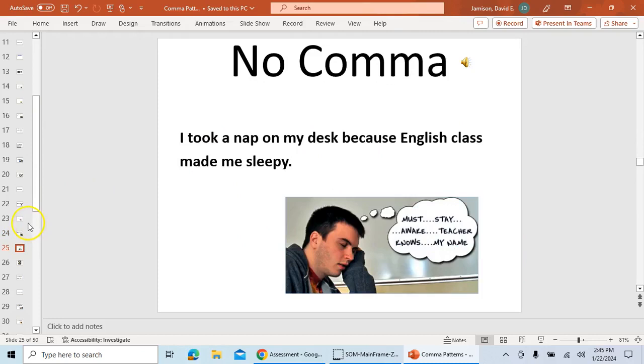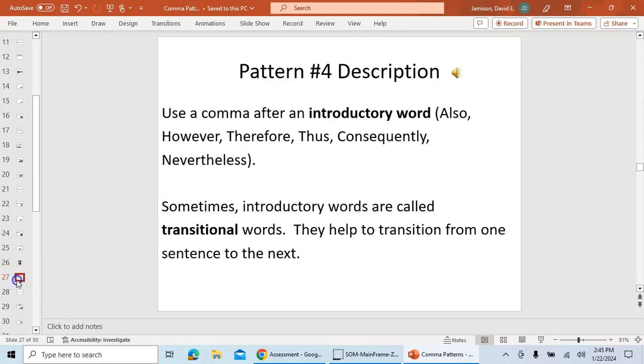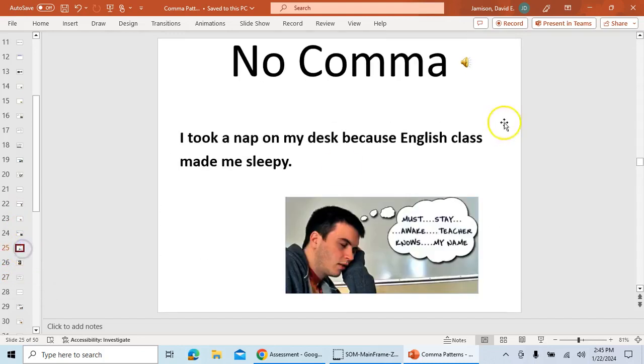Okay, go ahead and write a sample for this one. I think we're on 3. That pattern, yeah, pattern 4 is next. So, dependent clause, comma, independent clause.